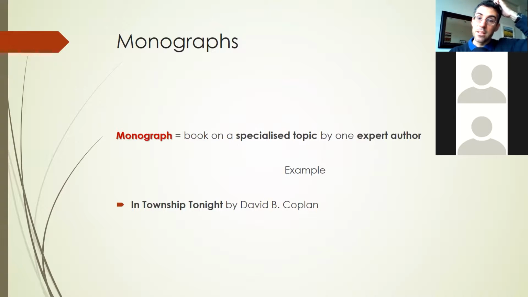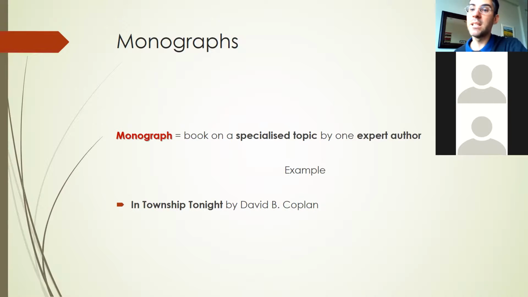So a monograph is a book on a specialized topic by one expert author. Now, the examples that are on this PowerPoint, unfortunately, I don't have access to because they're on campus and I'm at home at the moment. So I'm just going to give you some that I have available at home. So here is an example of a monograph. I'm just going to put it close up to the camera so you can see what it's called. The Music of the English Parish Church. That's the title of the book.